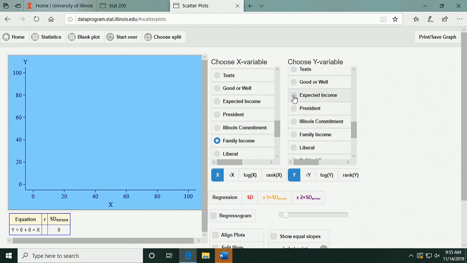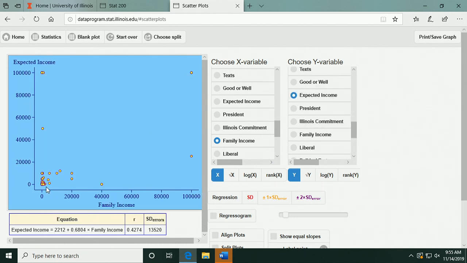Expected income right here. And I can't even see it, right? You just can't even really see it. All this data's clustered there. There's lots and lots of points, but they just look like a clump. That's because it needs to be transformed to a log scale in order to express. Let's see what the statistics are on this.